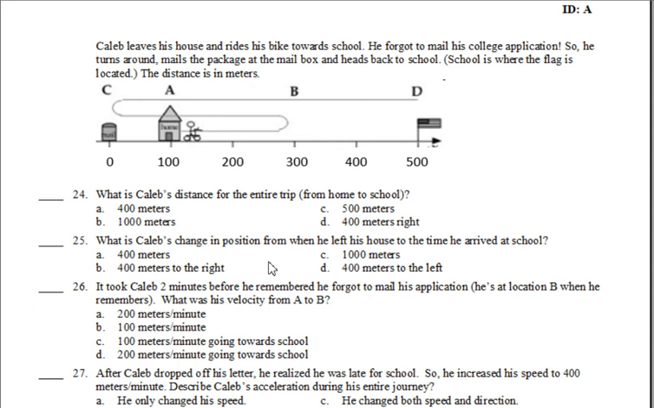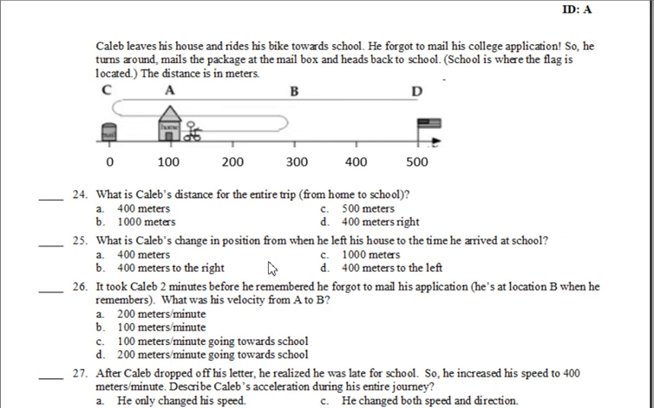26, same picture you're looking at. It took Caleb 2 minutes before he remembered he forgot to mail his application. He's at location B when he does remember. What is his velocity from A to B? Is it A, 200 meters per minute, B, 100 meters per minute, C, 100 meters per minute going towards school, or D, 200 meters per minute going towards school?